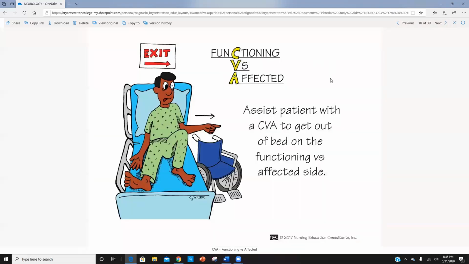All right, so here we have a picture that's showing us what we do to help our patients with a CVA. We want to assist them on the functioning side. So if you ever have a question that says, how do you assist your patient that is a CVA survivor, you will be on their functioning side, okay? You will help them on their functioning side, the side that is unaffected, okay?